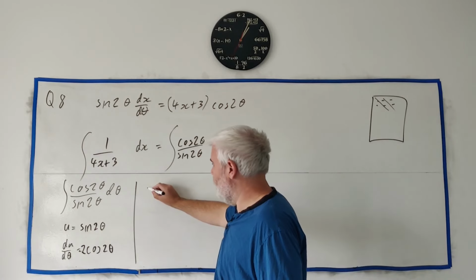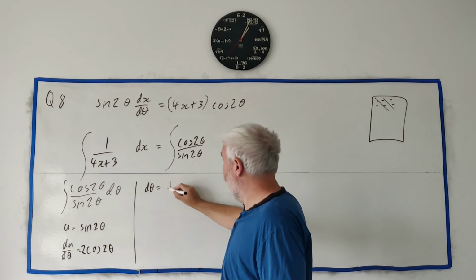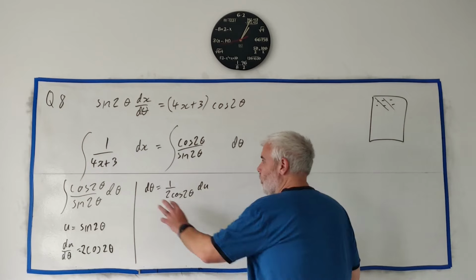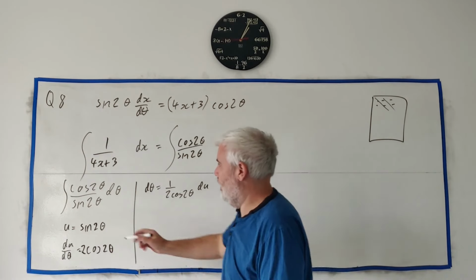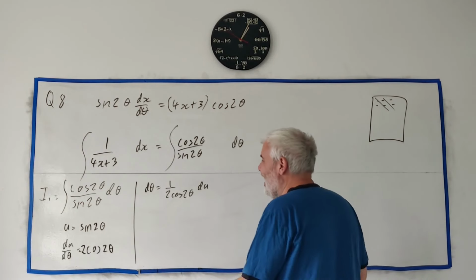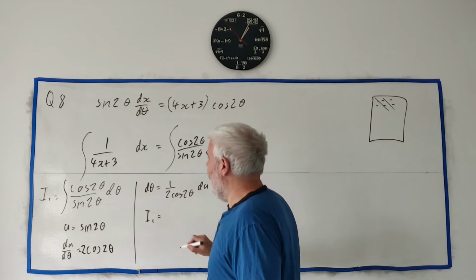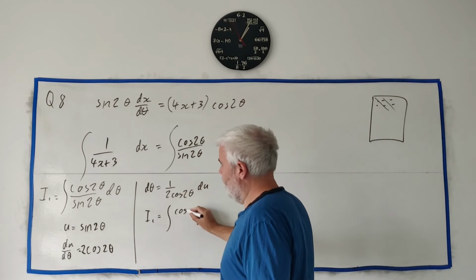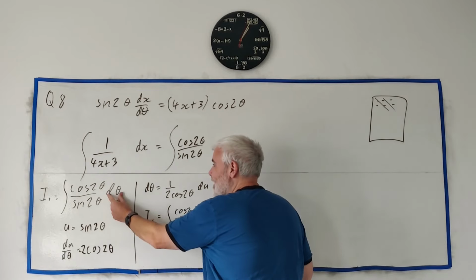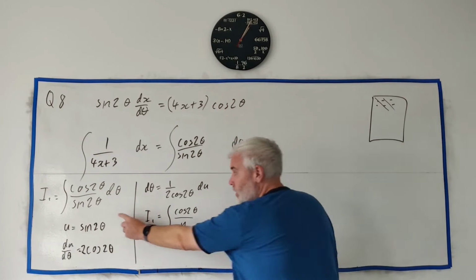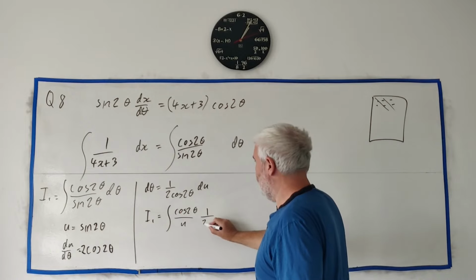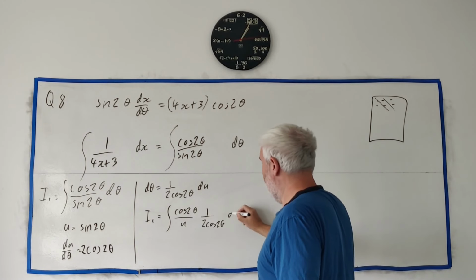If we rearrange this, we would get d theta is equal to 1 over 2 cosine 2 theta times du. So if I try to replace this original thing we had here, we'll call it I1, because I'm going to have a few more I's. This I1, this integral 1, is equal to the integral of cosine 2 theta, but this bottom row I've replaced now with u. This d theta, I found out by doing this, that I can replace d theta with this. So I'll do that, 1 over 2 cosine 2 theta du.